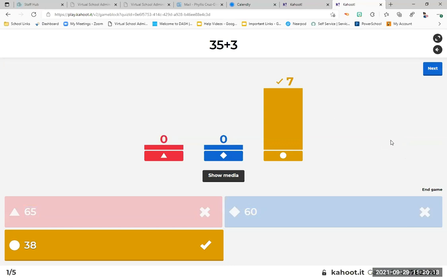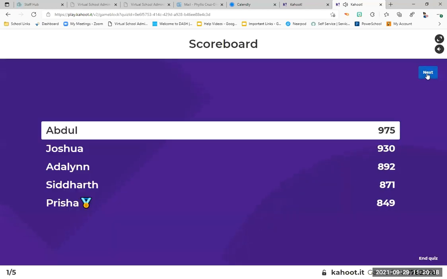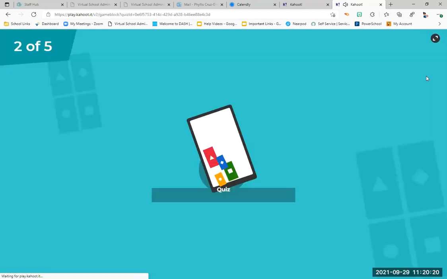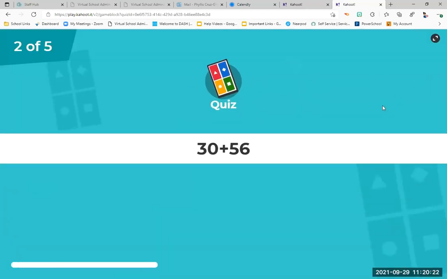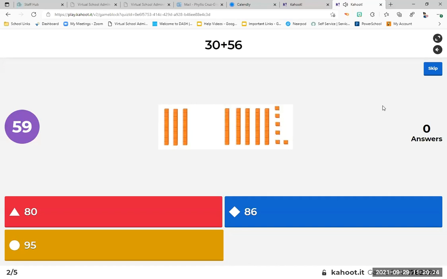2578. Okay. Wow. You guys are so good at place value. Let's do another one. Oh my goodness. You're all pretty much right at the top. Okay. Number 2. Oh, look at that.